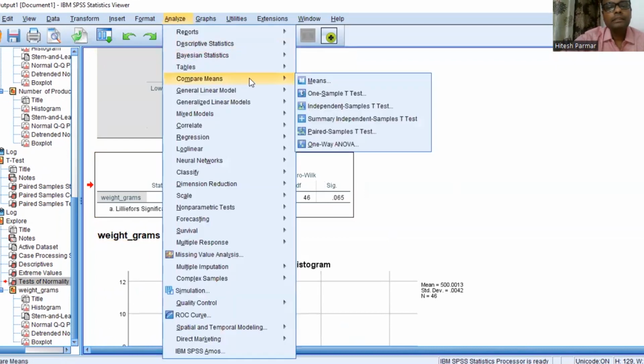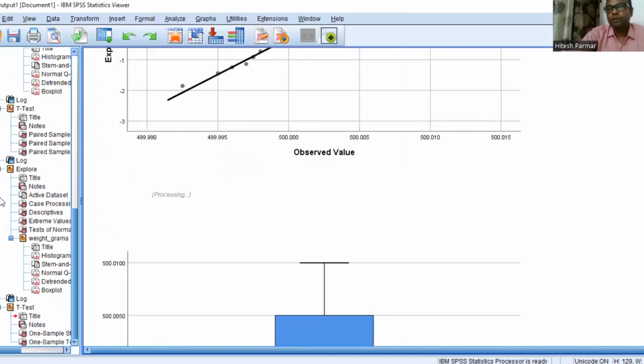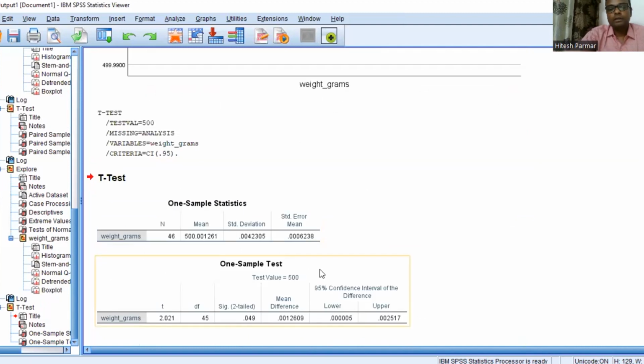Let us click on Analyze, Compare Means, and One-Sample T Test. Let us shift the variable weight underscore gram in. Now this is important: the test value. Every time you apply the one sample t-test, your test value will be different. This time our test value will be 500. Why 500? Because it is the standard benchmarking value in our case. Whatever your benchmarking value is, you need to substitute it here. So I have already substituted 500, then click OK, and your result is available.